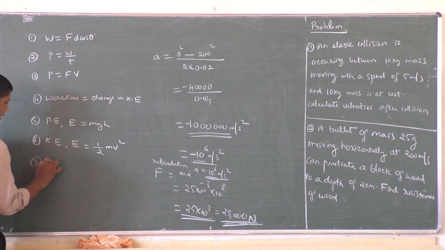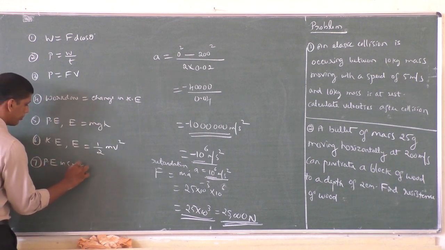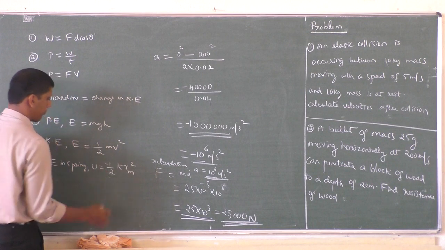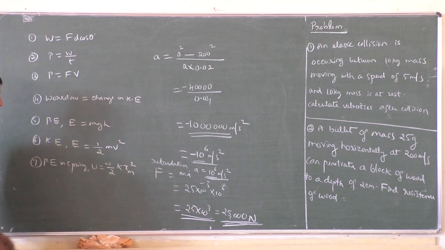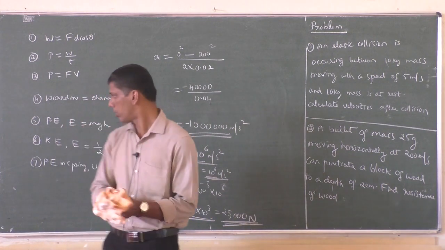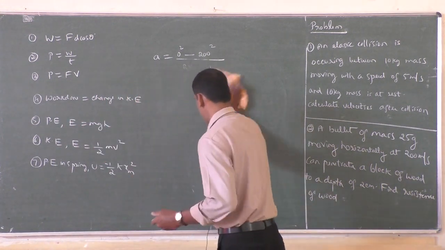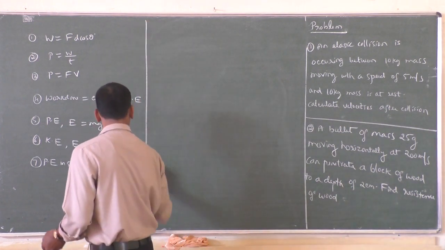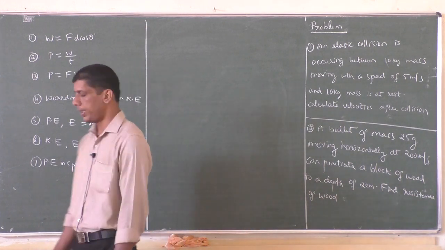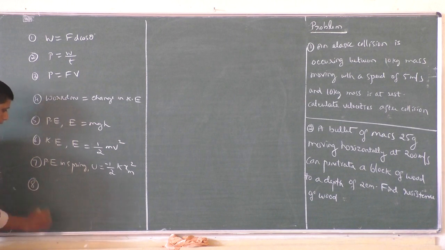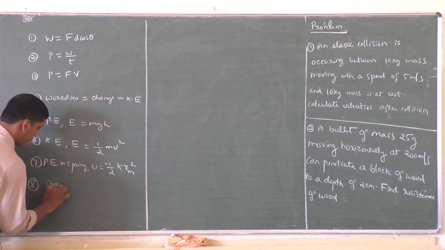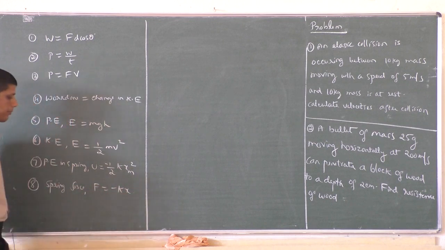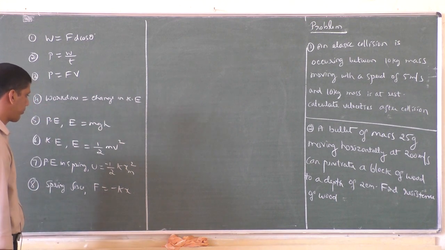Next one, potential energy in a spring. The formula is given by half of k into xm square, with the negative sign, minus of half of k into xm square, where xm is the amount of elongation. Write down all the formulas. Eighth formula: we have the spring force. Spring force F should be equal to minus of k into x.